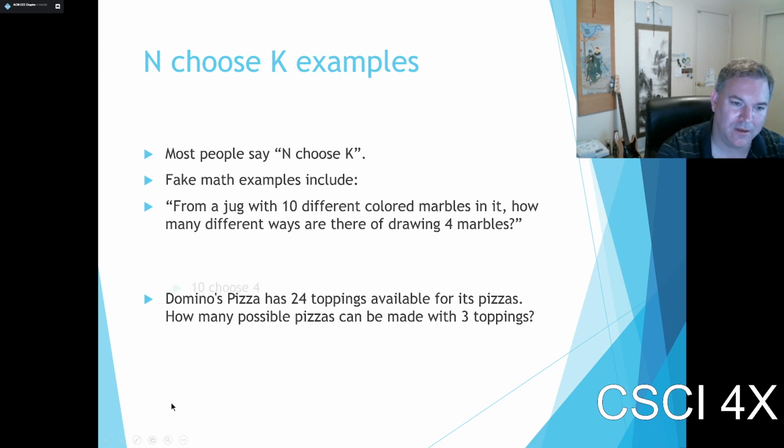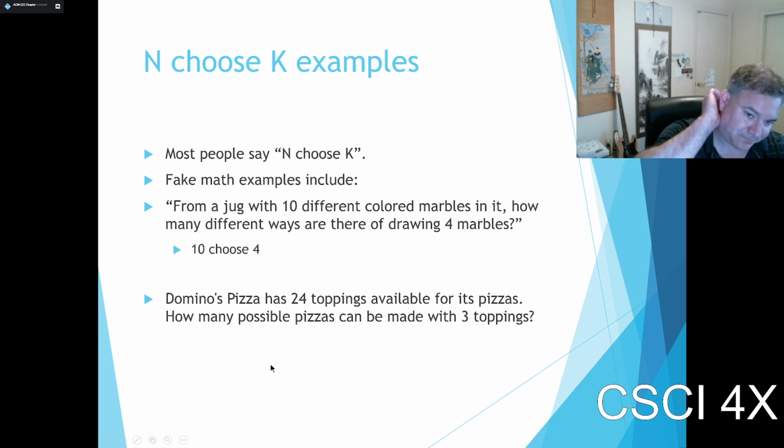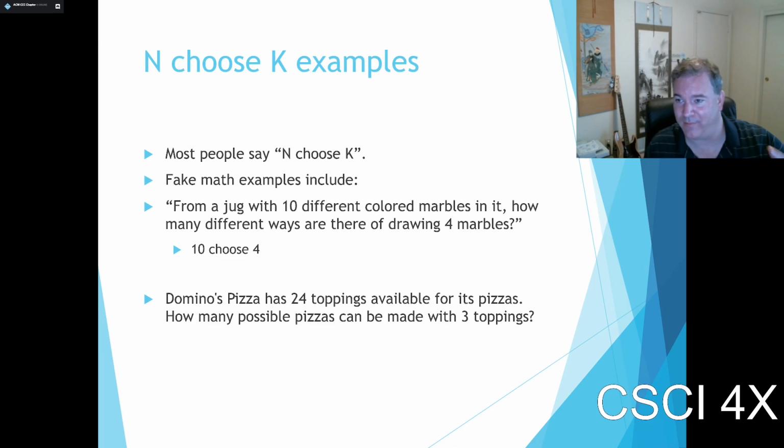I don't know. Okay, so if you've got a jug with 10 different colored marbles in it, and you're going to draw out 4 different marbles, there's 10 choose 4 ways, assuming the order doesn't matter. Right? If you put them in order, like the first one's black, second one's red, third one's something else, then that's different. But if you're just like, okay, I've got these 4, yellow, red, green, blue, then that's 10 choose 4.